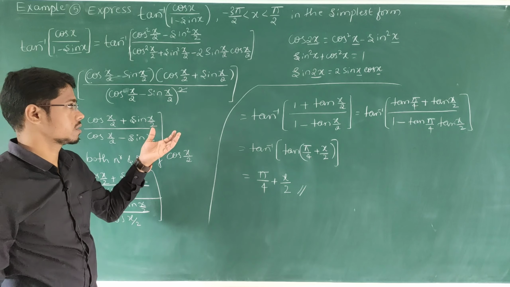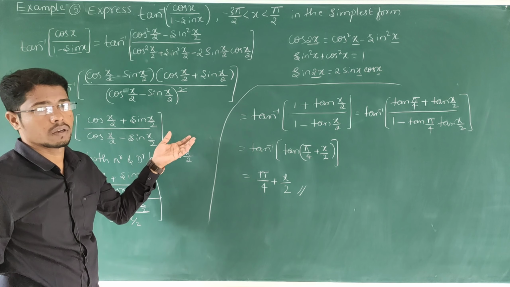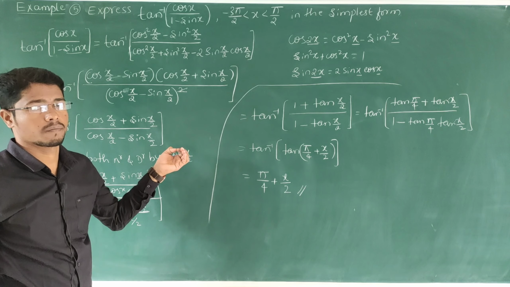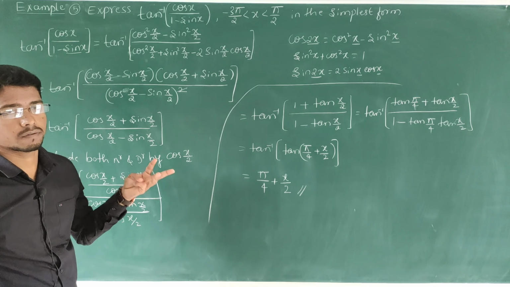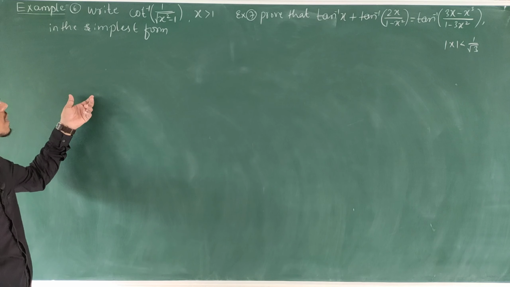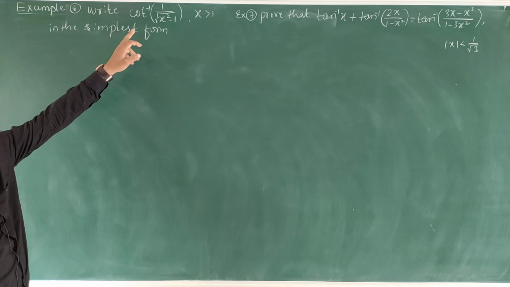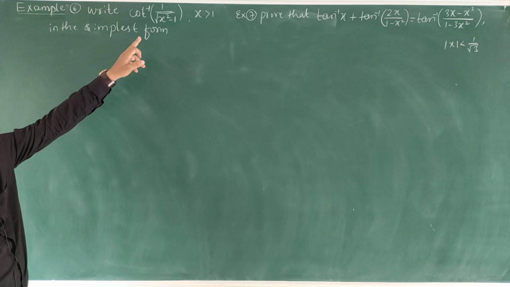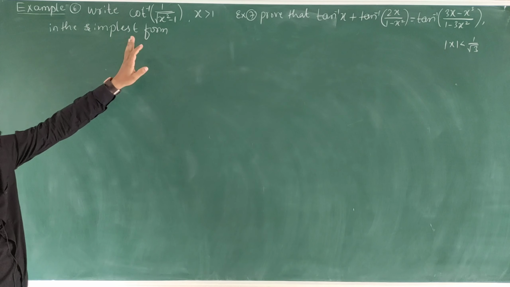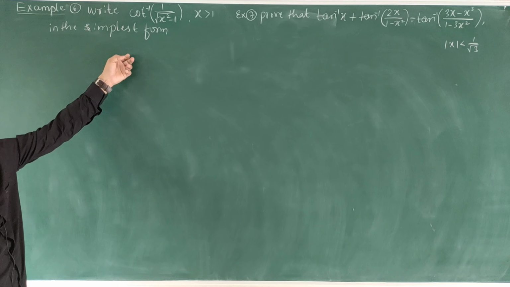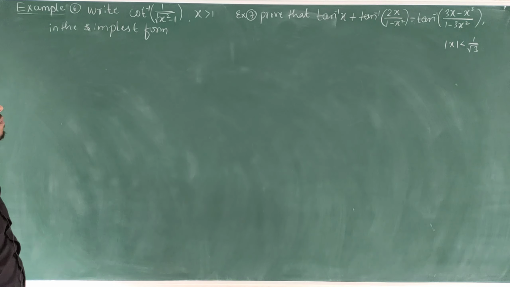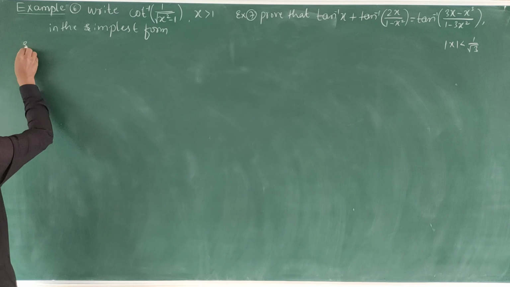Okay, please do concentrate on this problem, it's a very important problem also, for 3 marks. Example number 6: write cot inverse of 1 divided by root of x square minus 1, where x is greater than 1, in the simplest form. Okay, let us see the solution.